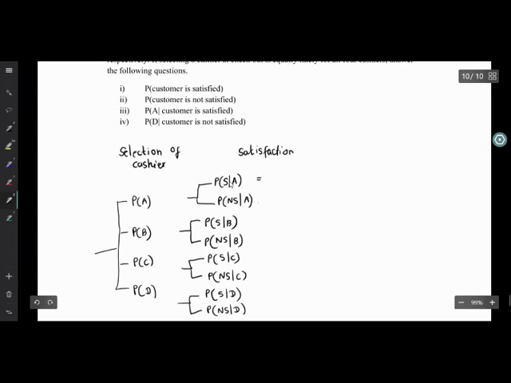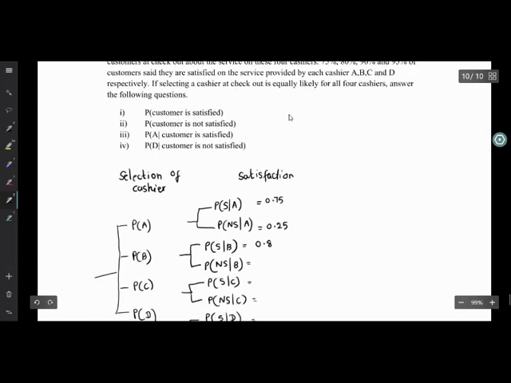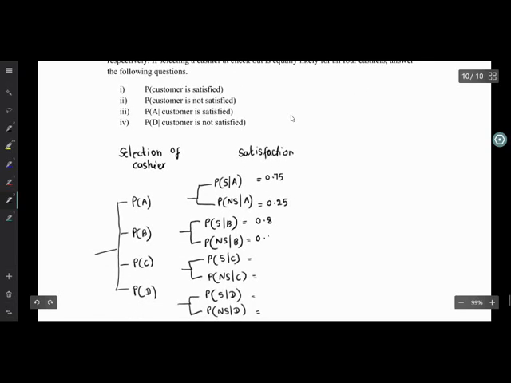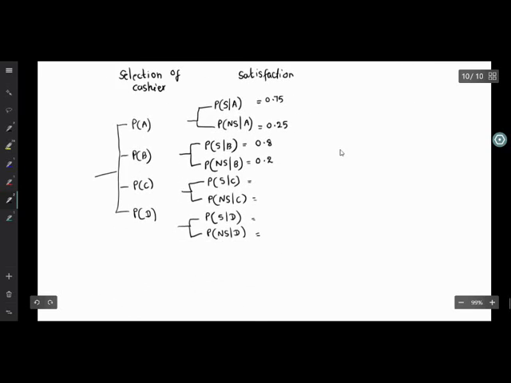Now we'll try to find the probabilities. We know that the probability the customer is satisfied given that they got the service from cashier A is 75%. Then not satisfied will be the rest, 1 minus 0.75, which is 0.25. Cashier B, it is 0.8, so not satisfied will be 0.2. For cashier C, it is 90%, and for D, 95%. So not satisfied is 0.1 and 0.05.